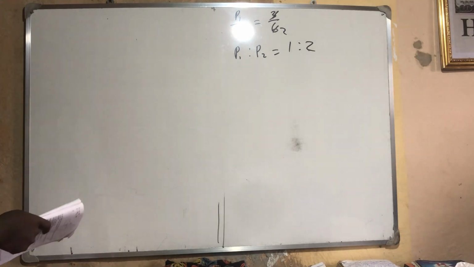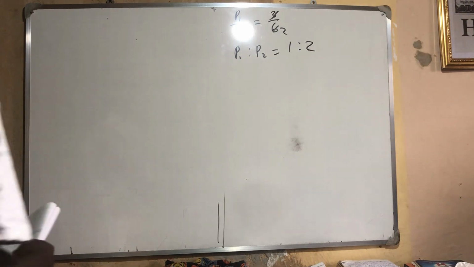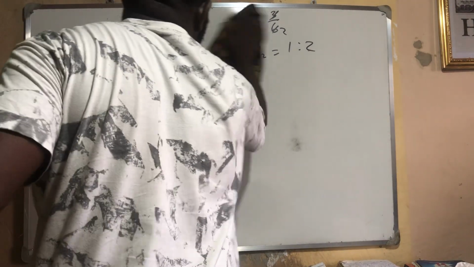Why do we use that? It's because, don't forget, the potential difference across them is the same. So that is why we use that formula. That formula is used only for parallel resistors. The resistors must be in parallel before you can use that formula, please.